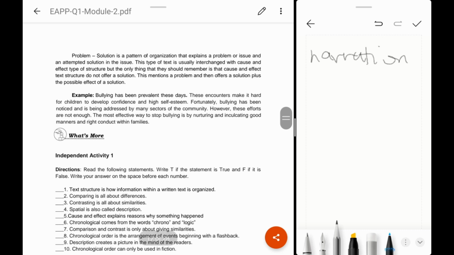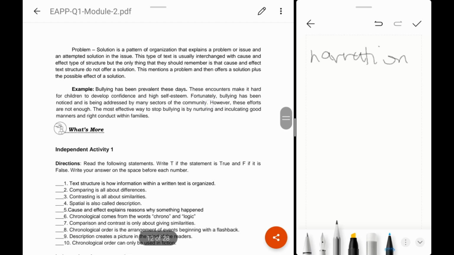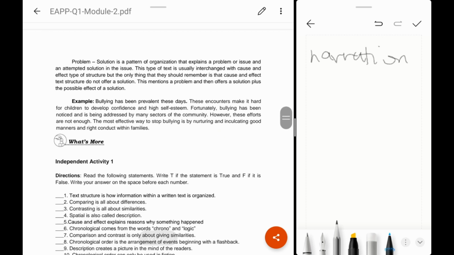Okay? But in the problem solution, guys, you give problems. You talk about problems and then you offer possible solutions to that. Okay? You may also use cause and effect when you're making a problem solution paragraph because of course, you're talking about a problem. And then you would probably talk about what caused that problem. Ano bang dahilan bakit nagkaroon ng ganung problema? Diba? So kapag kayo gumagawa ng problem solution paragraph, malamang at malamang sa hindi, you would also use cause and effect because you would talk about what caused that problem and what could be the effect of that problem.